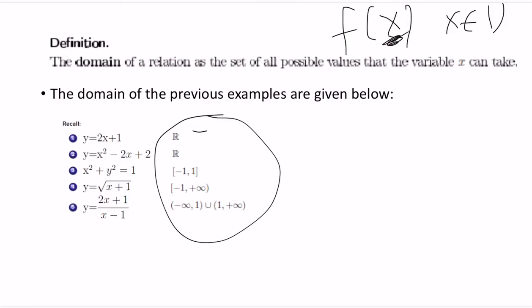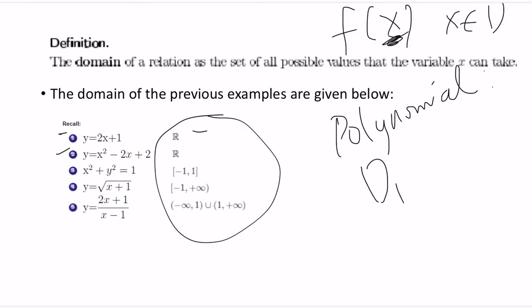Now we have a result that if your function is a polynomial, just like number 1 and 2, just like these 2, then the domain of this polynomial is always the set of real numbers.